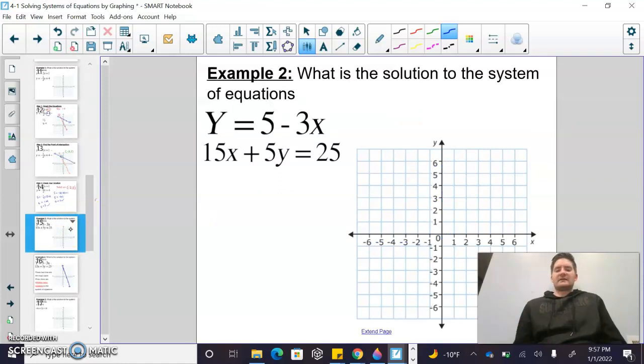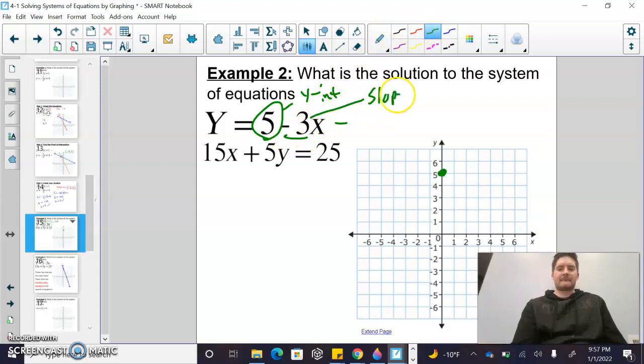So now we're going to do this one again. This time we're going to have one where we use the intercepts because this one's in standard form. But the first one's in slope-intercept form. Remember that this is the y-intercept. So we're going to find where 5 is and place a point right there. Right here is your slope. You're going to go down 3 over 1, down 3 over 1. That's roughly where your line is.